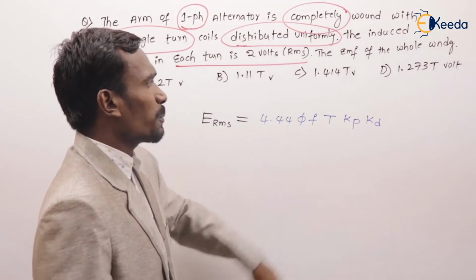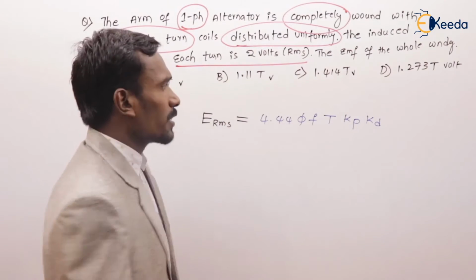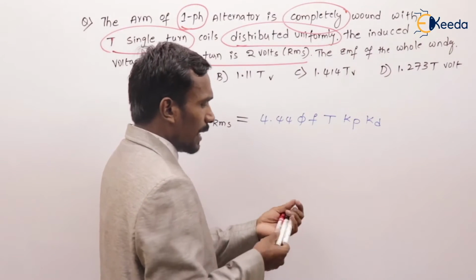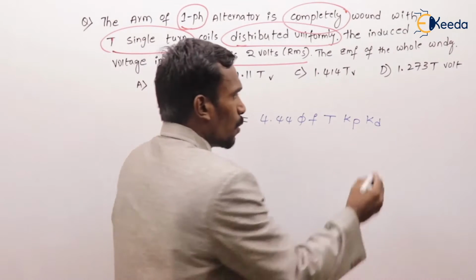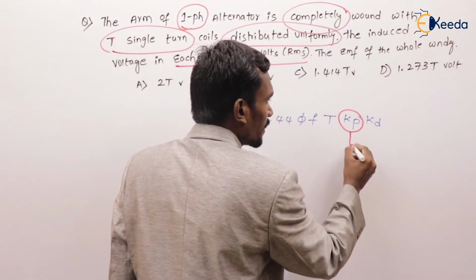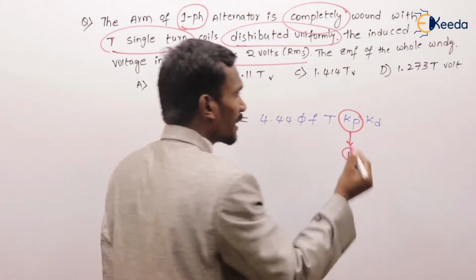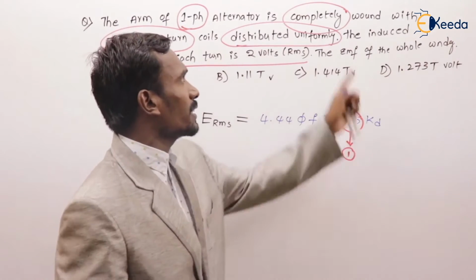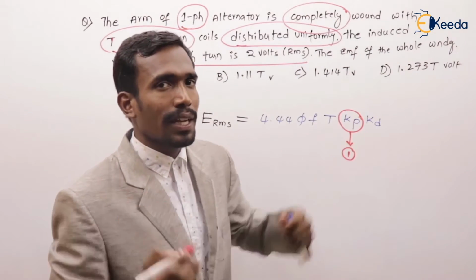So now we have to substitute all the values. Tell me, what is the KP for this question? What is the KP value for this question? For this question, KP is equals to 1 because it is completely wound.